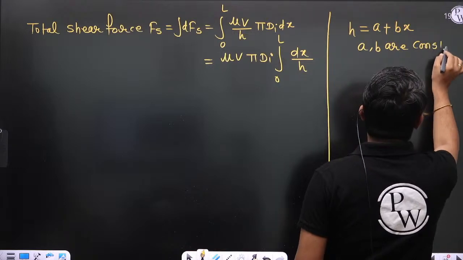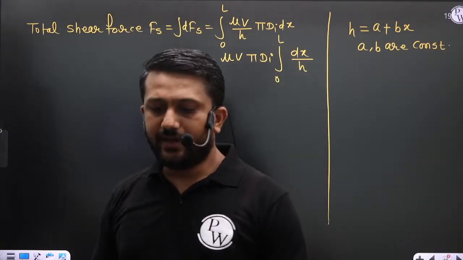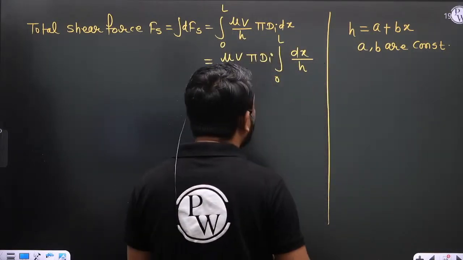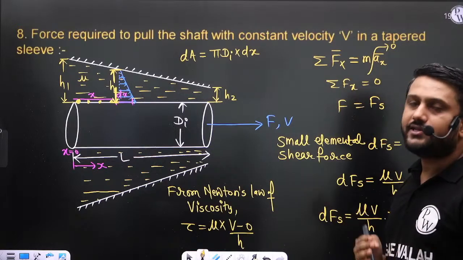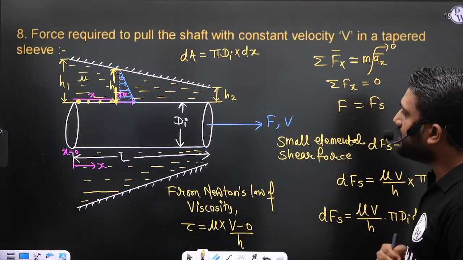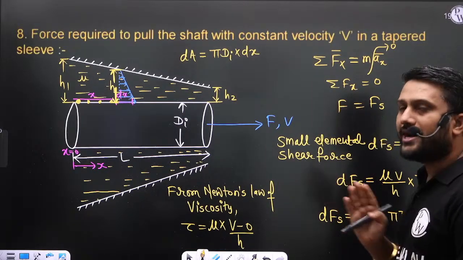Now, can we find out the value of a and b? Yes, we can. For the calculation of a and b, we need boundary conditions. Two boundary conditions are required, because we have two constants. So what are the boundary conditions?